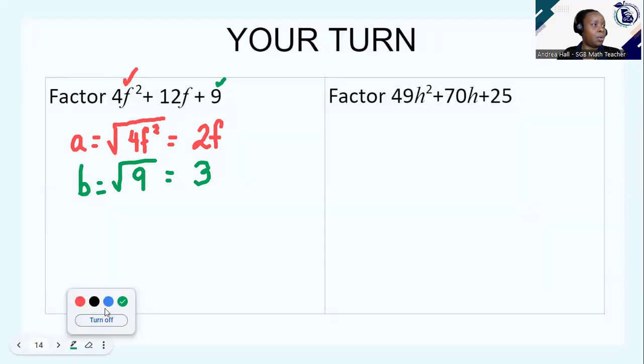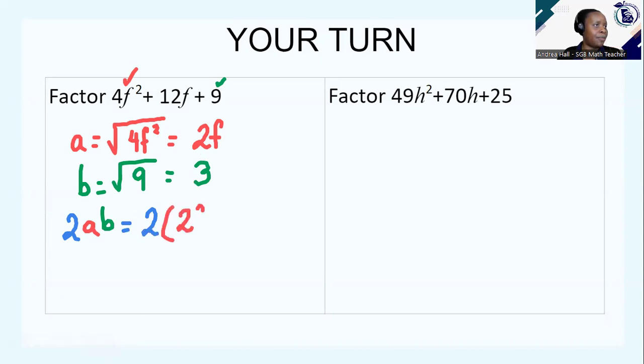Now, we need to make sure we have a 2ab situation in the middle. So we say 2 times, and I'm plugging in what I put for A. A is 2f. And I'm going to plug in what I put for B. B is 3. Oh, this is a plus now. And I'm going to multiply 2 times 2, which is 4, 4 times 3, which is 12. And then we have the f. Okay, well, they changed it.